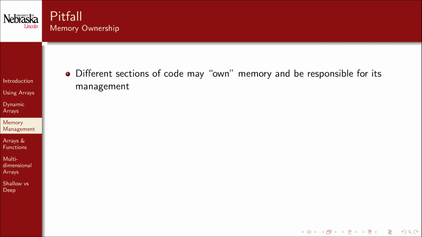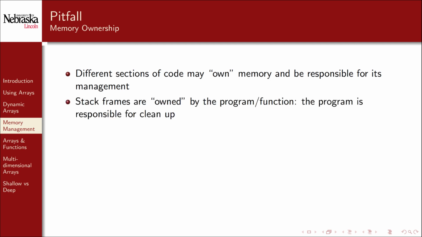Another issue with memory management is exactly who owns a chunk of memory. This is important because ownership implies responsibility. If a section of code owns a chunk of memory, it's responsible for its management and its release when it's no longer needed. For example, stack frames are owned by the program or function, so the program is responsible for cleaning them up, which happens automatically. If a function calls malloc, it is responsible for the memory that malloc returns.